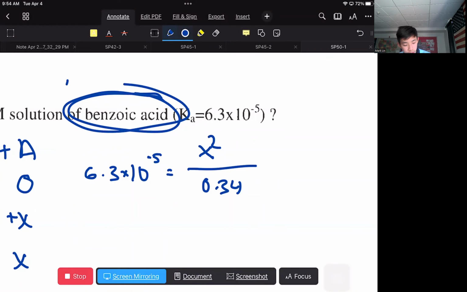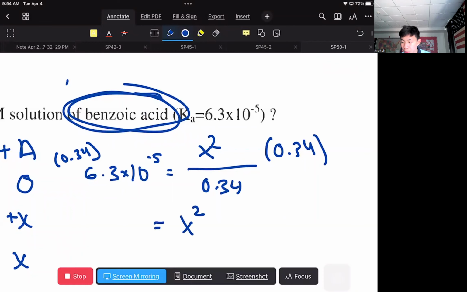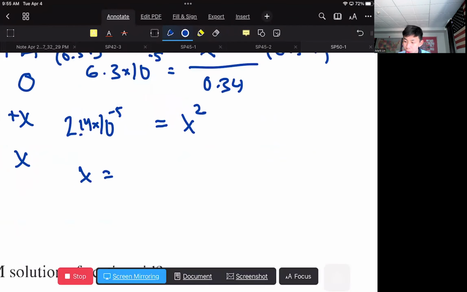So you multiply both sides by 0.34: 6.3 times 10 to the minus 5 times 0.34. X squared is going to equal 2.14 times 10 to the minus 5. You square root both sides, and you get x equals 0.004. You plug this back in.